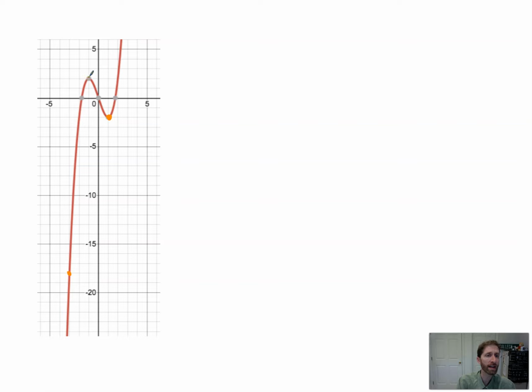And then right here at x equals -1, that was a relative maximum, which is our highest value, and therefore our absolute maximum. That's it. Not so bad, right? Not so bad at all. All right, let's do one more.